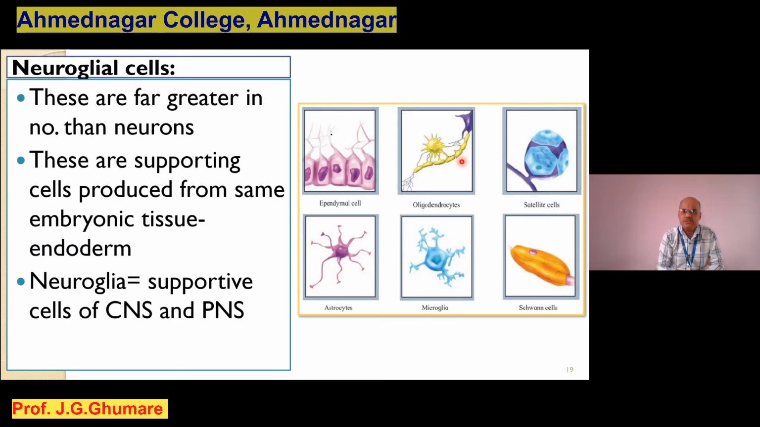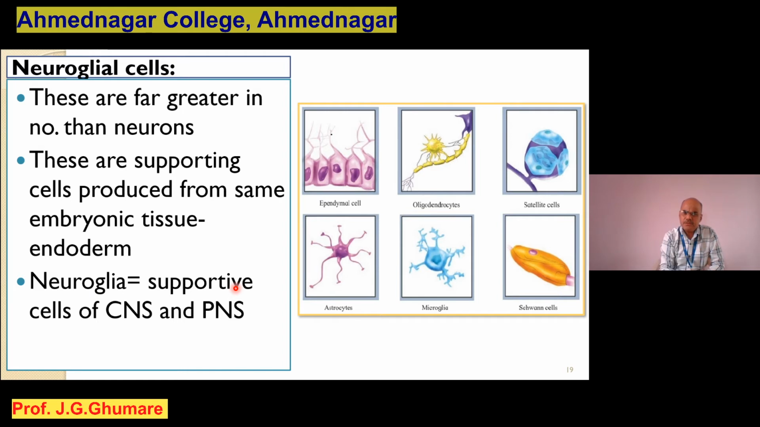Next topic we want to discuss, and this is the second type of cell called neuroglial cell. I told you they are large in number as compared to the neuron. Name itself gives the meaning. Neuroglia means supportive. These are supportive to the CNS and PNS. Remember, central nervous system and peripheral nervous system.